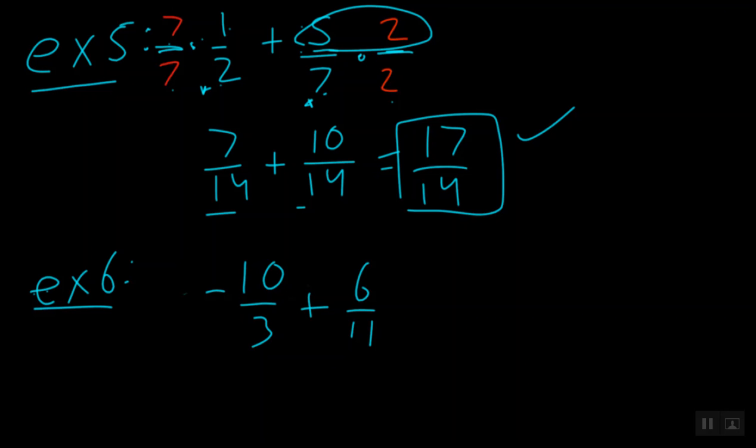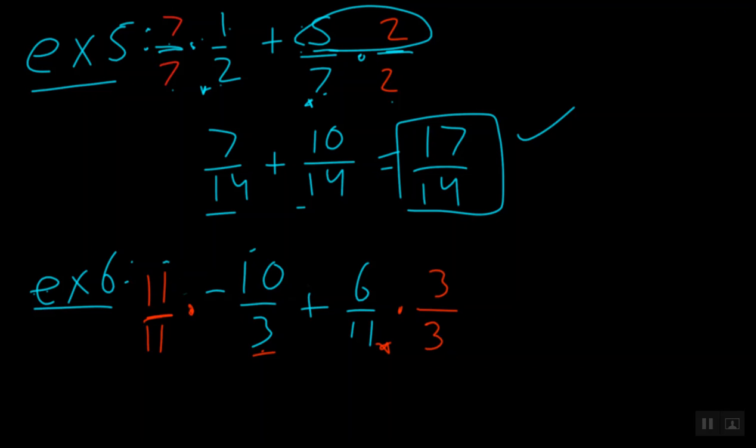Here we have negative 10 over 3 plus 6 over 11. So once again, what's the trick? Well, I simply want to multiply this 3 by the other denominator. 3 times 11 on the bottom and 11 on the top. Now here, I want to multiply 11 by the other denominator, which is 3, so I multiply 6 over 11 by 3 over 3. And from here, it's pretty straightforward.